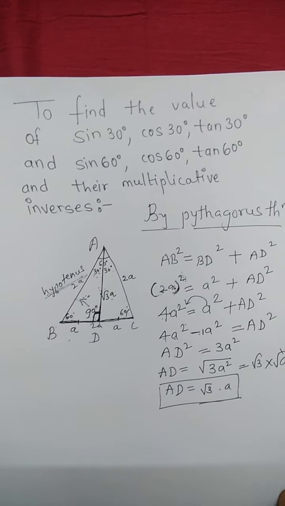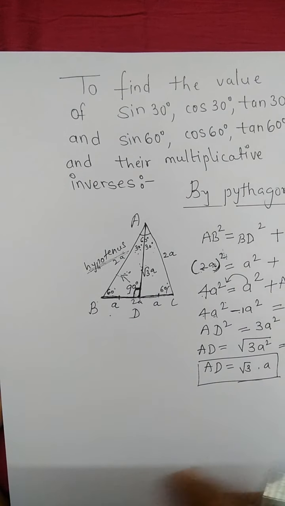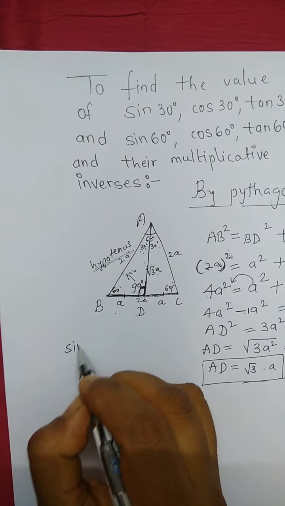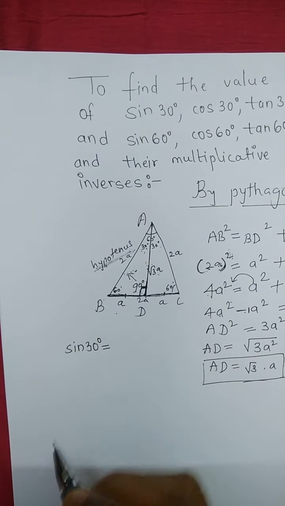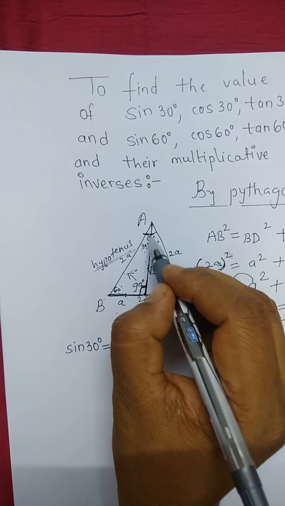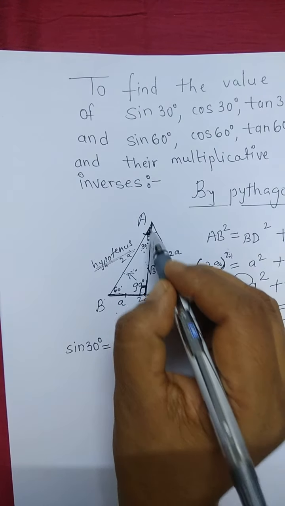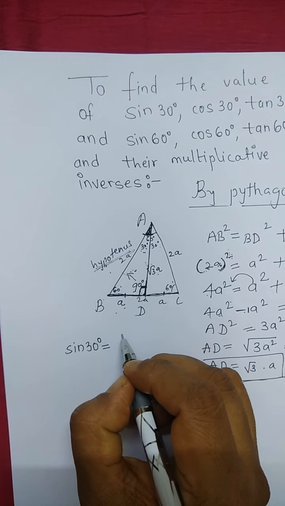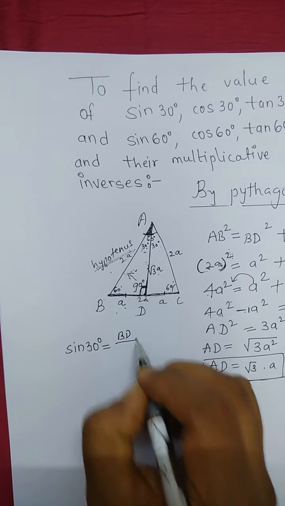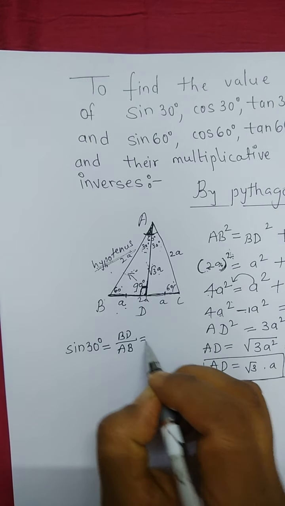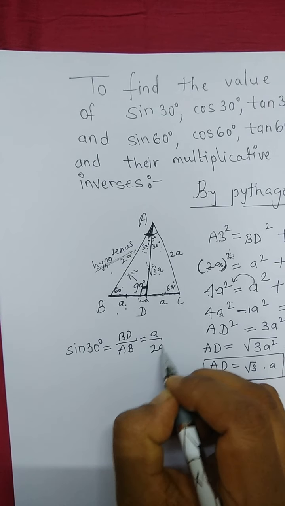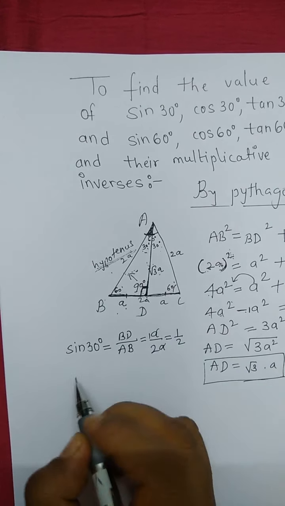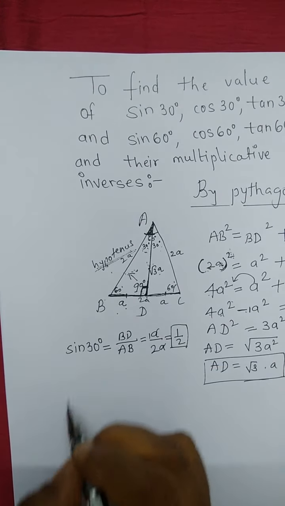We have to calculate the values of the sine ratio, cos and tan 30 degree. So sine 30 degree is equals to, so we are considering this angle, 30 degree angle. Sine 30 degree, opposite upon hypotenuse. Opposite is BD upon hypotenuse is AB. So BD is a, hypotenuse is 2a. Here nothing is there means 1. So a a cancel, we got 1 by 2. Sine 30 value is 1 by 2.